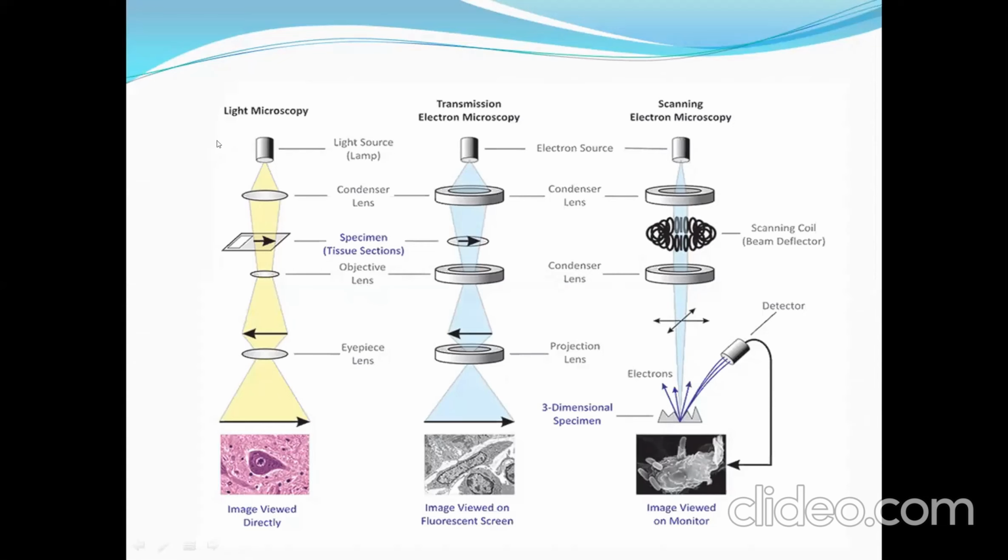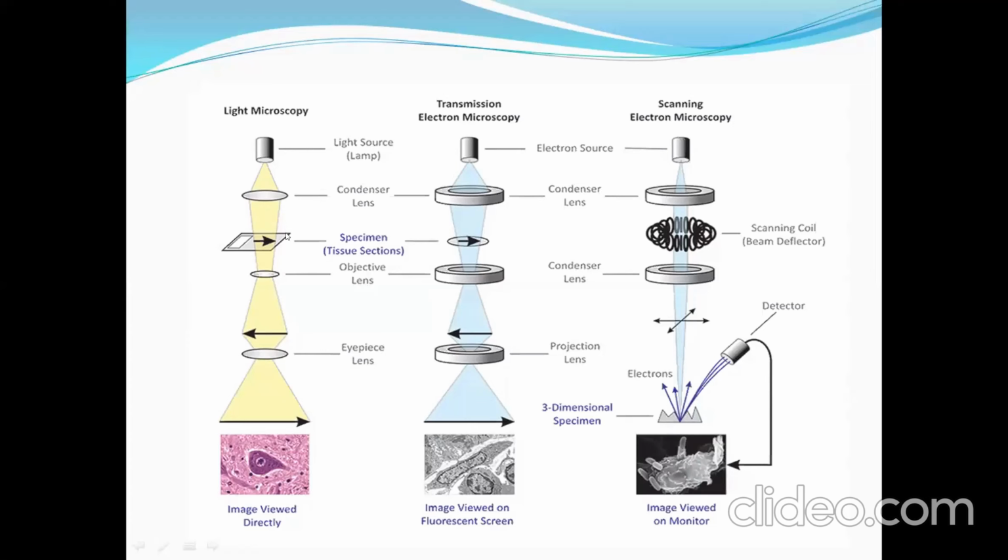We can view that in the light microscope we have a light source, whereas in the transmission as well as the scanning electron microscope, we have a source of electrons, mainly called the electron gun, which is mostly made up of tungsten filament. Here again the condenser lens is present, and you can see in the transmission electron microscope the presence of the condenser lens too. The main difference is that here we use glass material, whereas in the electron microscope we use magnetic lenses.